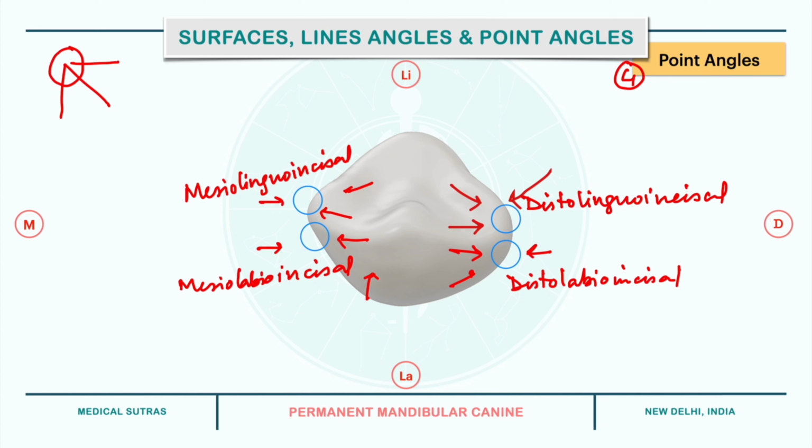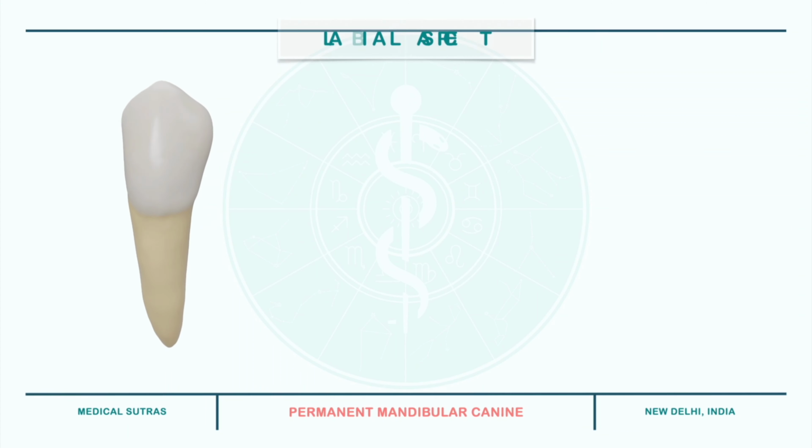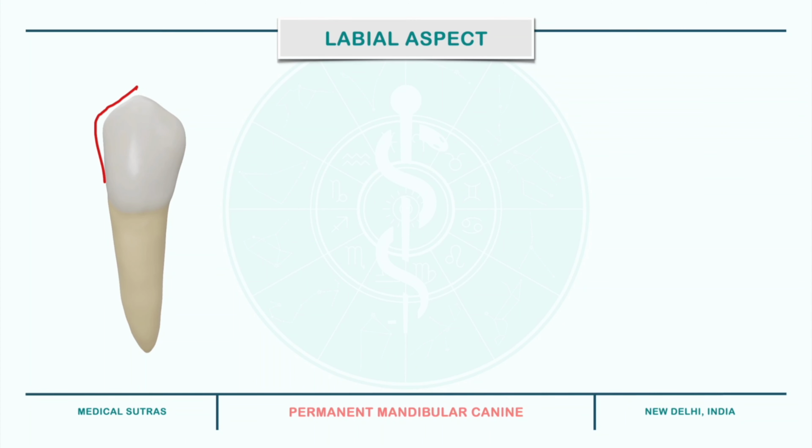Now let's study the tooth morphology in detail, starting with the labial aspect. The crown is pentagonal in shape. It appears longer and is narrower mesiodistally when compared to the permanent maxillary canine.